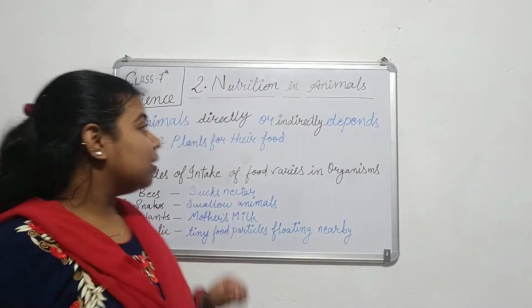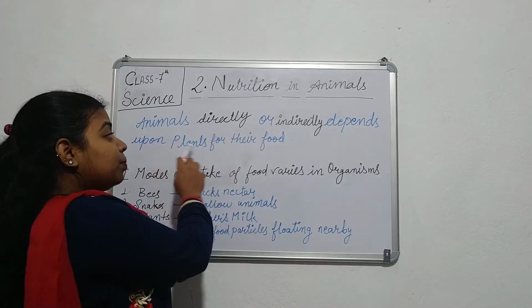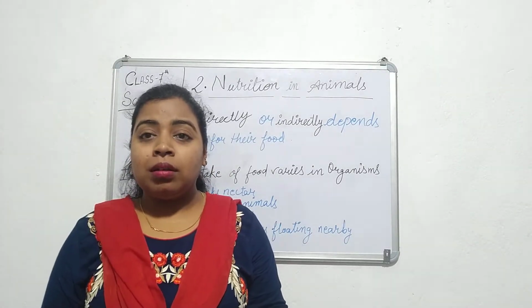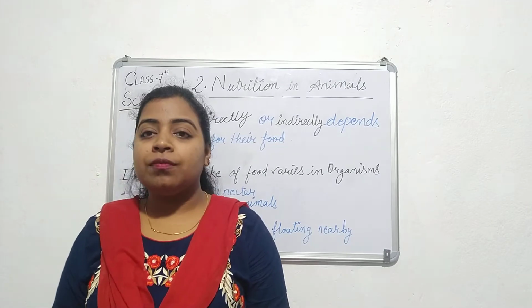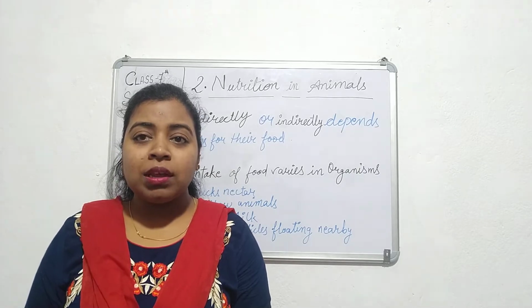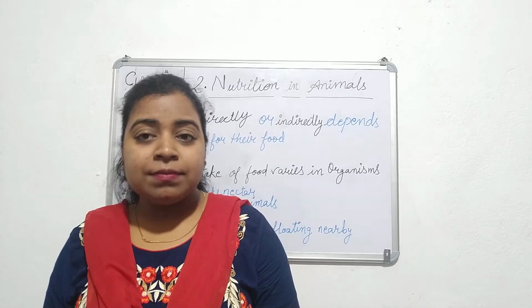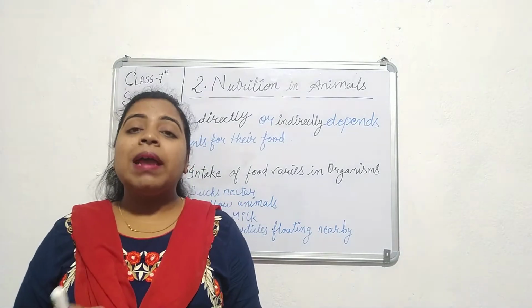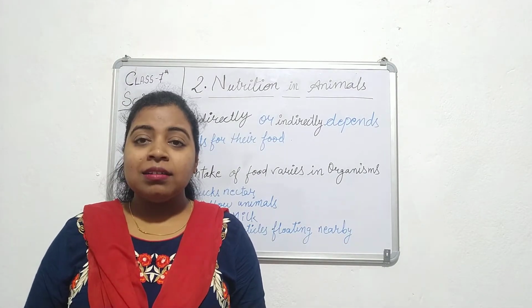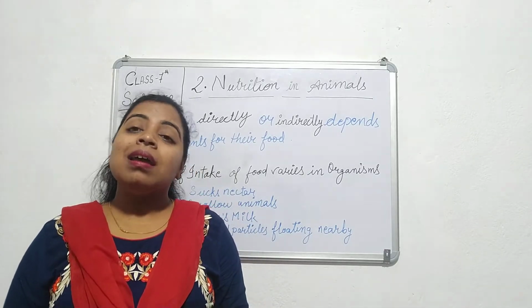So first of all, see here, animals directly or indirectly depend upon plants for their food. This means plants are the basic or main source of food for animals. Some animals directly depend on plants for their food, whereas some other animals indirectly depend on plants. The animals who directly depend on plants are herbivores, and the animals who indirectly depend on plants are carnivores.